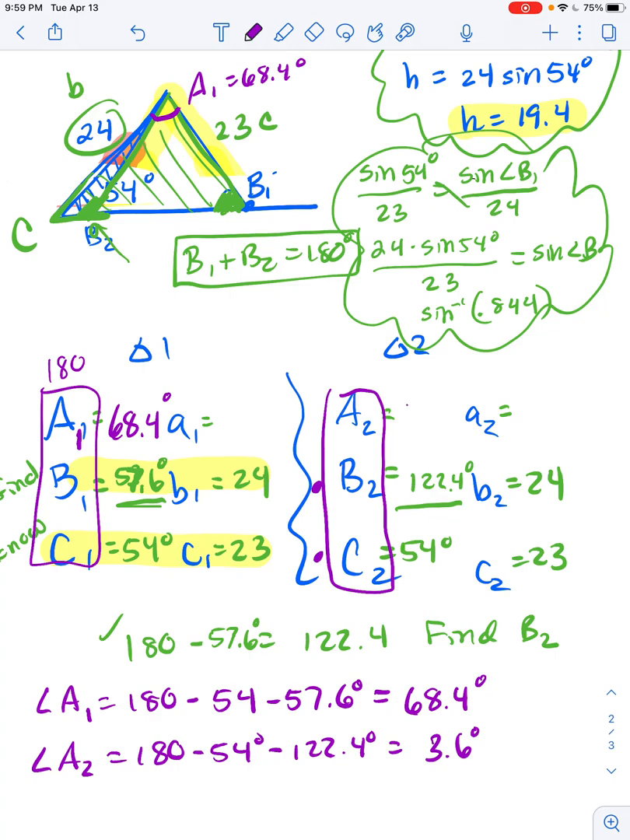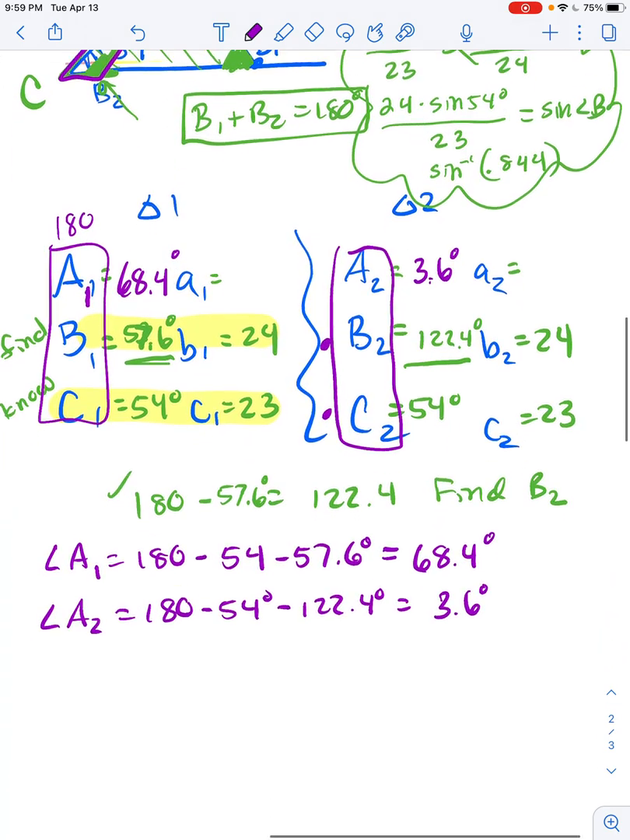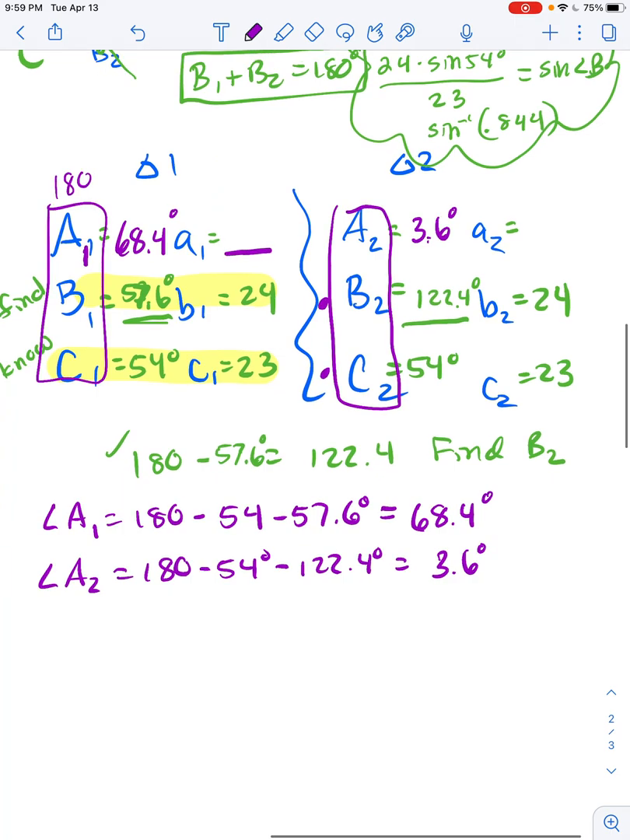And if you look back at my picture, even though it's not the world's greatest picture, this actually makes sense. Because this 3.6 degree angle would be this little sliver up here at the top in my second triangle option, which is the skinny mini over on the left. That could be a 3.6 degree angle for sure. So all I have left after all this work is to find this third side in each case.